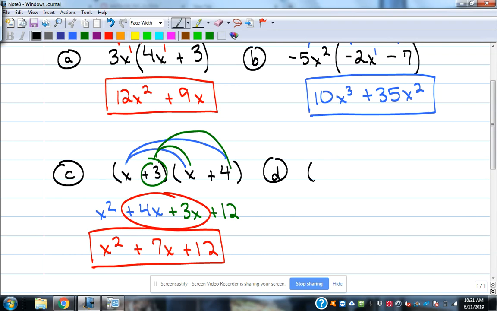Let's look at another one. Let's say we had (x - 7), and then another set of parentheses with (2x + 5). Again, it's just distributive property twice. Once with the x that's in front.